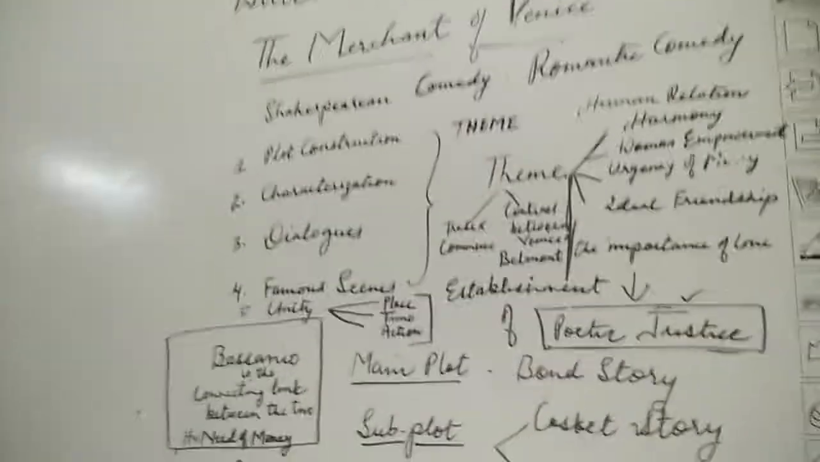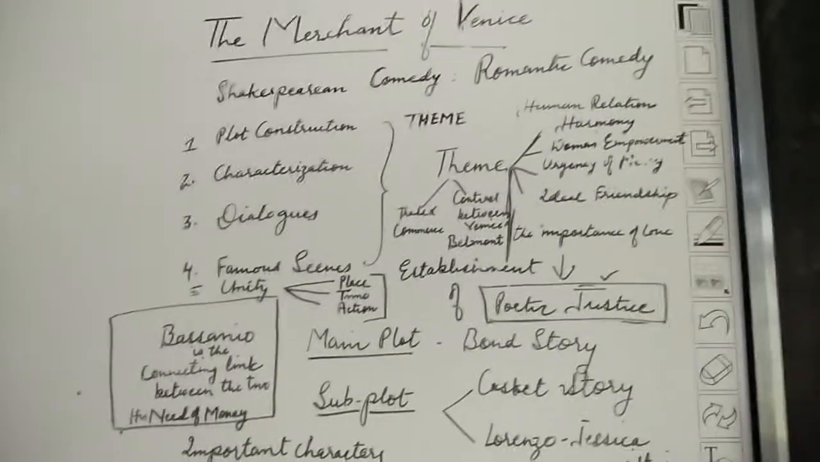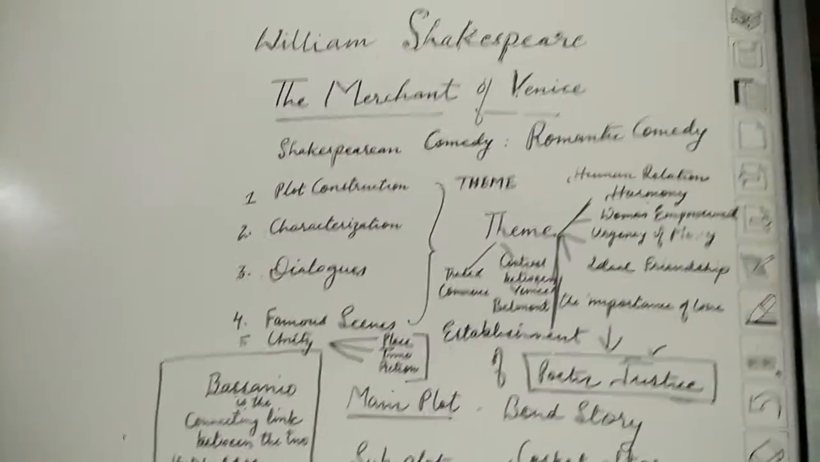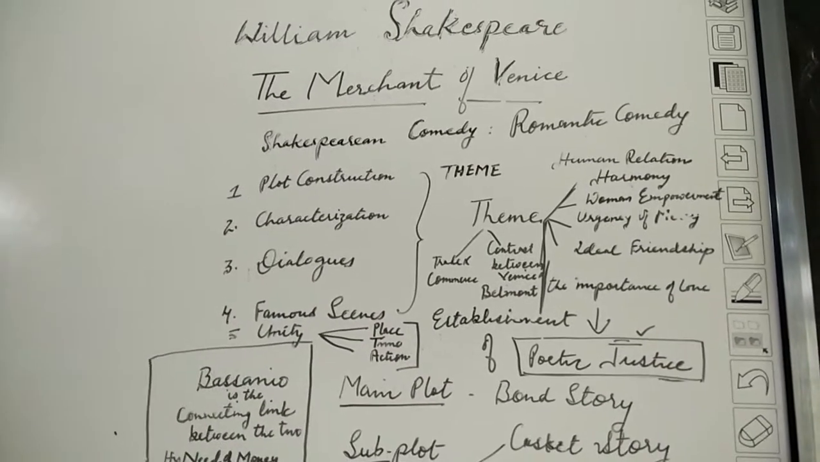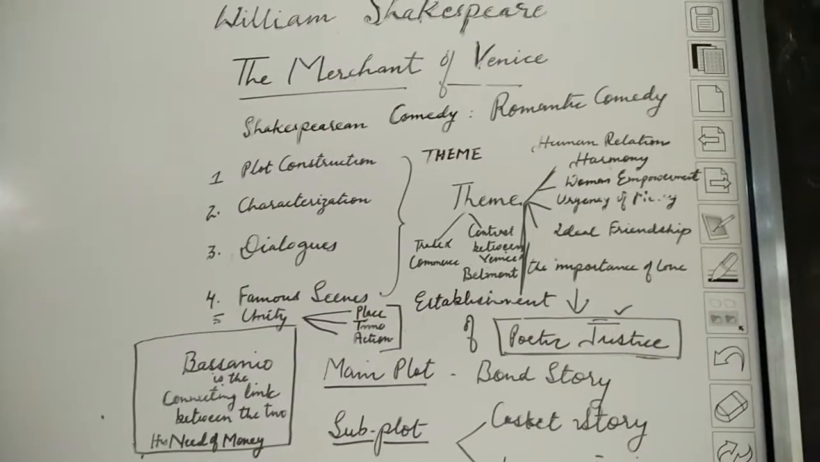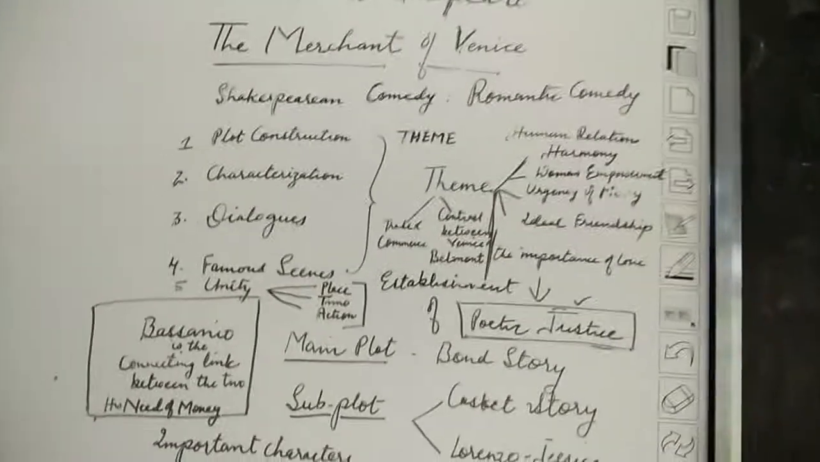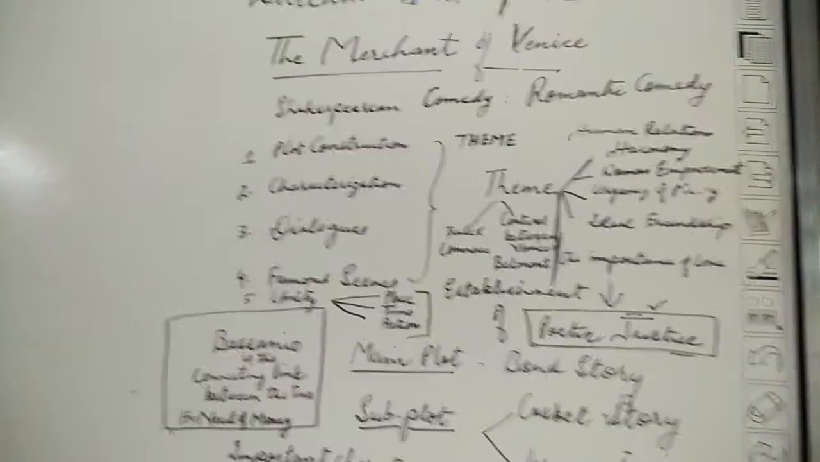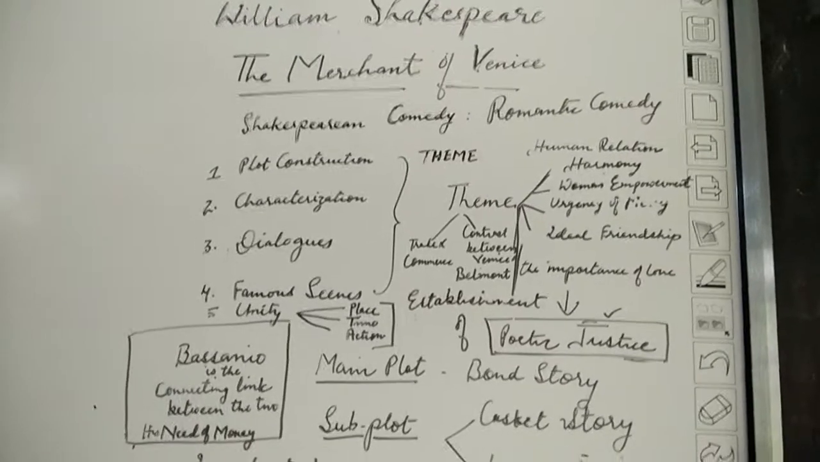Now, in every drama, we have one main plot. And what is the main plot here? We have all these points that we are going to discuss today: plot construction, characterization, dialogues, famous scenes, and unity. Unity of place, time, and action. Now, they are connected with each other. We cannot say that plot construction is one point, so we will discuss it, and characterization just in isolation. No, they are integrated with each other.